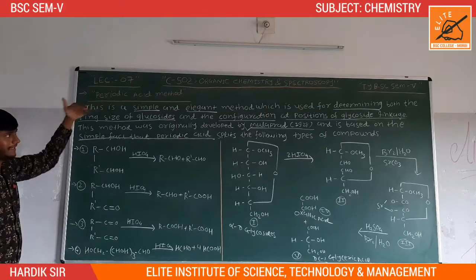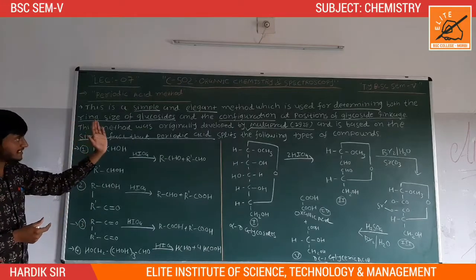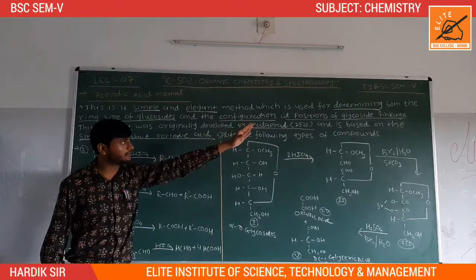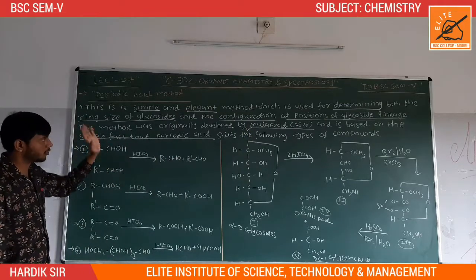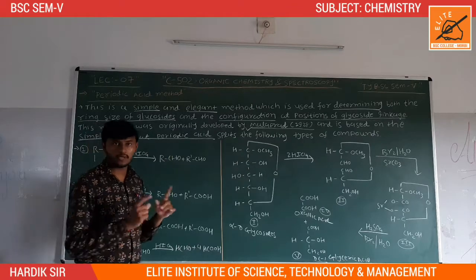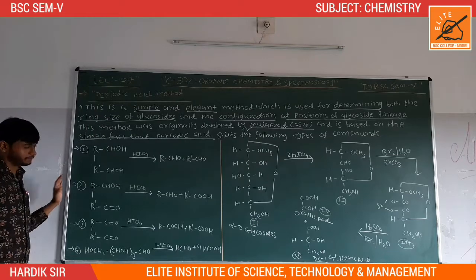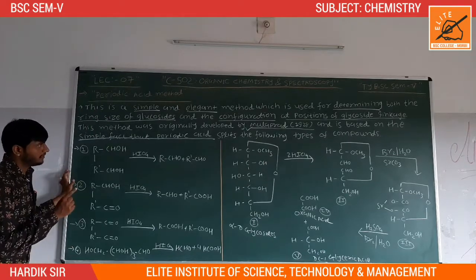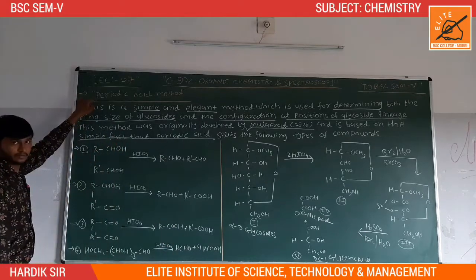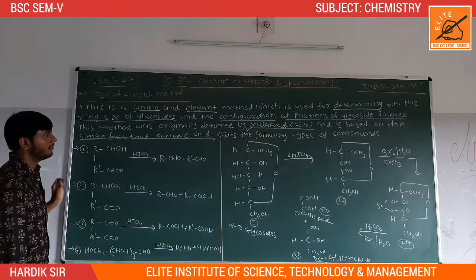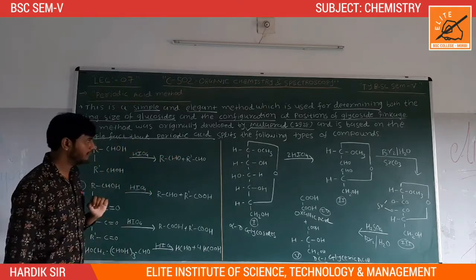So, this is the simple and elegant method which is used for determining the ring size of glucosides and the configuration and position of the glycoside linkage. It was first discovered in 1928, and it is called the periodic acid method, which splits some types of compounds.